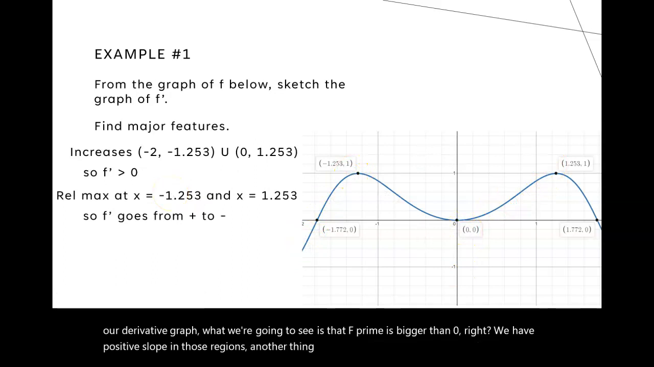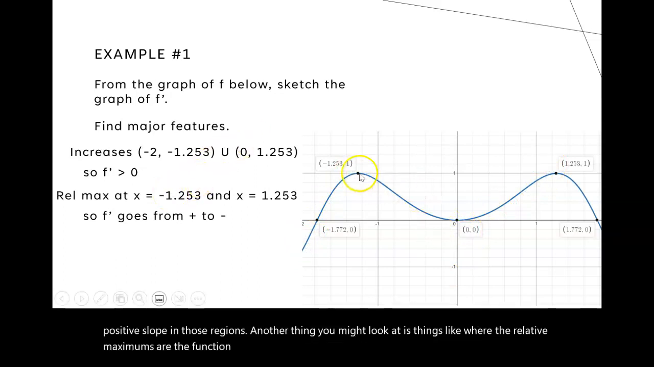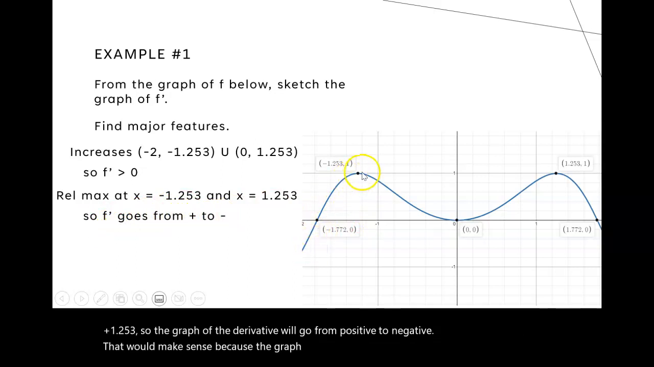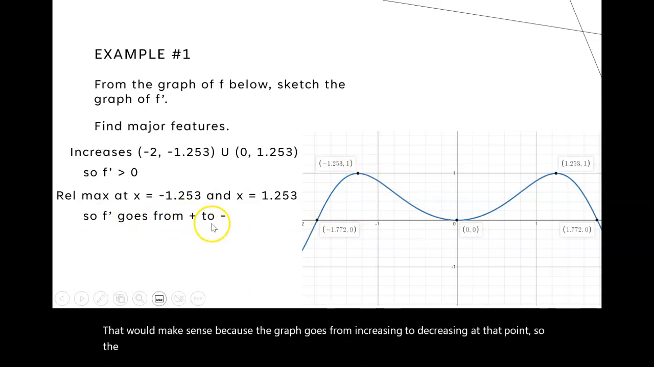Another thing you might look at is where the relative maximums of the function are. There's a relative maximum at x equals negative 1.253 and positive 1.253. So the graph of the derivative will go from positive to negative. That would make sense because the graph goes from increasing to decreasing at that point. Relative minimum at x equals 0, so the graph of the derivative will go from negative to positive.